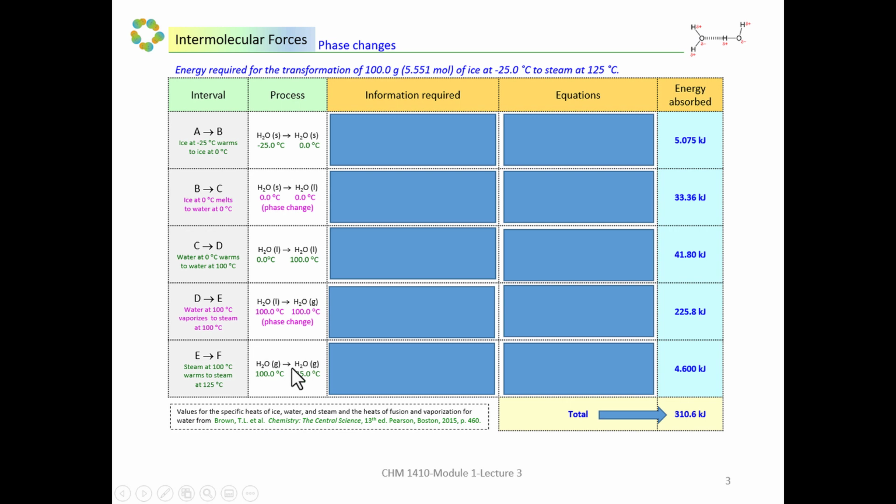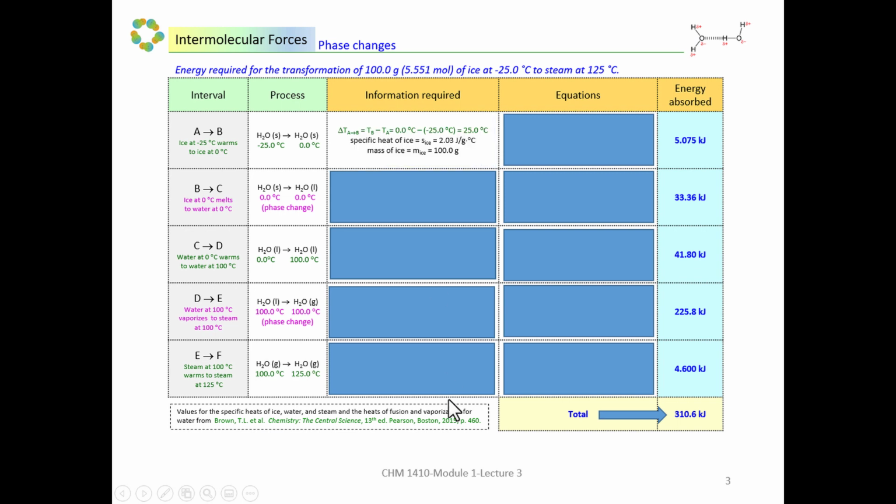All the way over on the right on this table, you'll notice I have the calculated energy absorbed for each one of these intervals. So I have calculated energies for each interval, and then I have a total energy required for the entire process to go from 100 grams of ice at minus 25 to the same quantity of steam at 125. So what we'll do is just now look at how we got each one of these numbers, and we'll do that by kind of unveiling each one of these boxes.